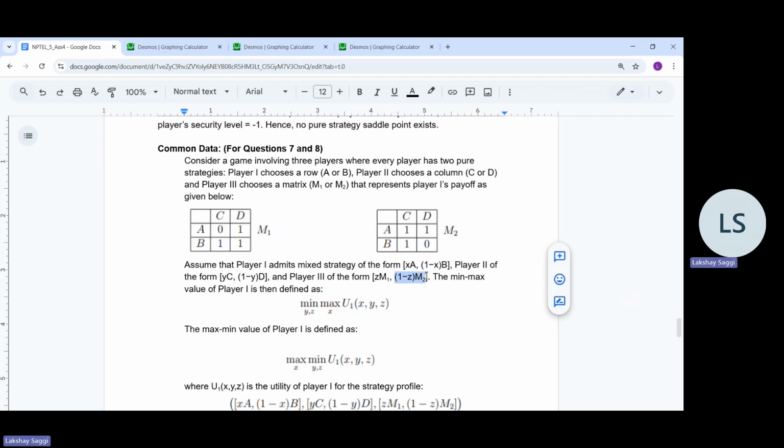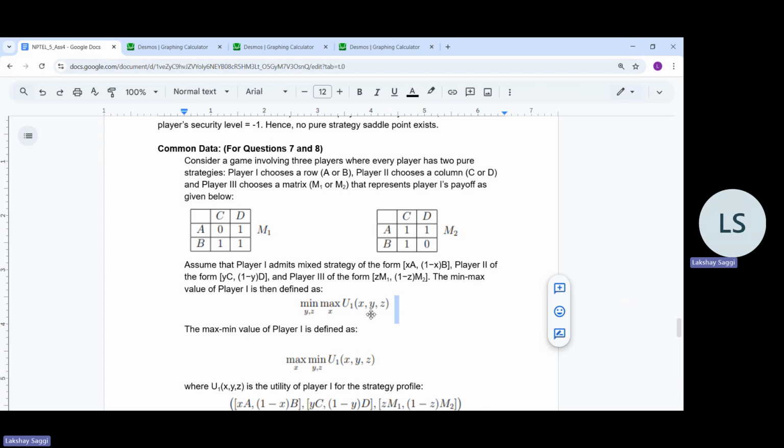And now the definitions of min-max will change, right? Because everything we had discussed in the lectures was with respect to two players only. So now they define a new definition for the min-max value of player one. It's defined as the minimum over all y, z, of the maximum over x, of u1 of x comma y comma z.